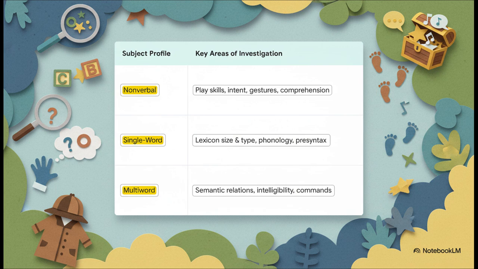So, depending on that language level, our entire investigation takes a completely different turn. For a nonverbal kid, we're looking at the absolute foundations. How do they play? Are they even trying to communicate? With a single-word kid, we're zooming in on their early phonology, the first sounds they're making, and we're basically counting their vocabulary. And for a multi-word kid, we're getting into the nitty-gritty of early sentence structure, looking at stuff like semantic relations, which is really just a fancy way of saying how they're mashing words together to create meaning, like daddy shoe to mean, hey, that's daddy's shoe. The profile dictates the whole line of questioning.